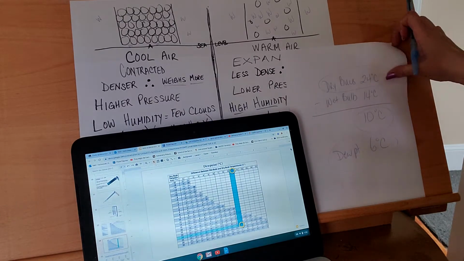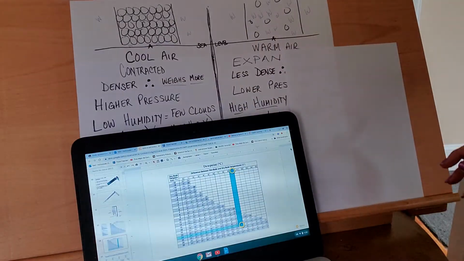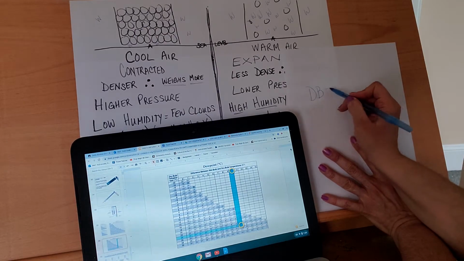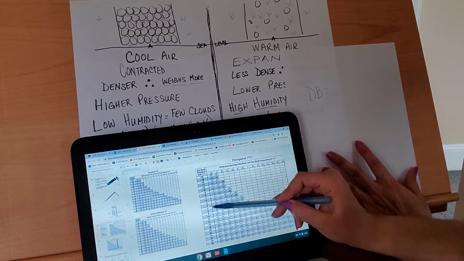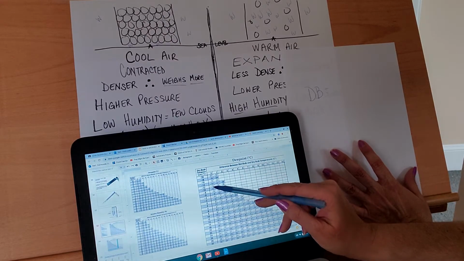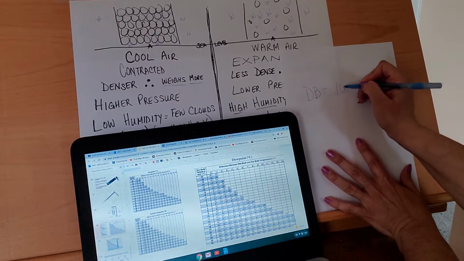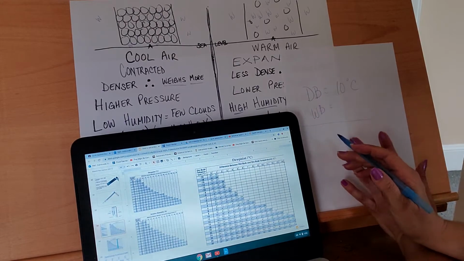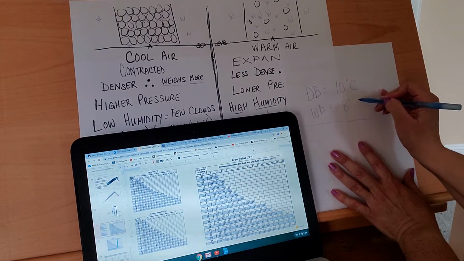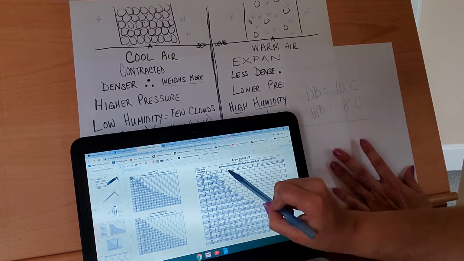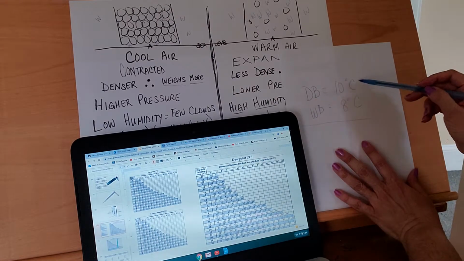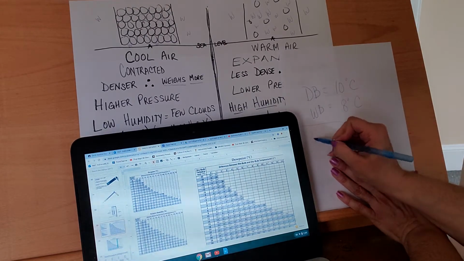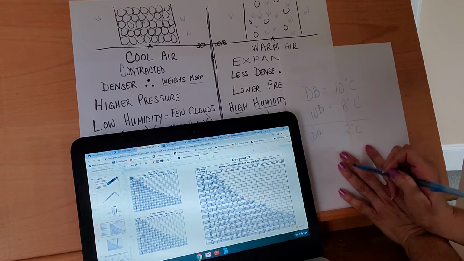Now, let's try another one with different numbers, because this one had 24 again. Let's go cold. Let's say I had a dry bulb, abbreviated DB, temperature of 10 degrees Celsius, and a wet bulb, which is always going to be a lower temperature, of 8 degrees Celsius. Well, what is the difference between the wet and the dry bulb? The dry bulb is 10, the wet bulb is 8. That's a difference of 2 degrees Celsius. This is the wet bulb depression, of 2 degrees Celsius.